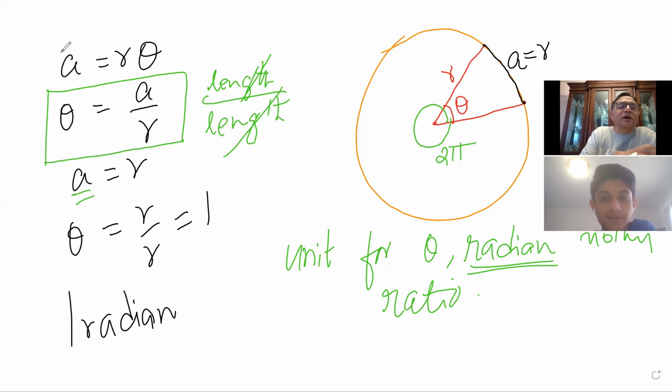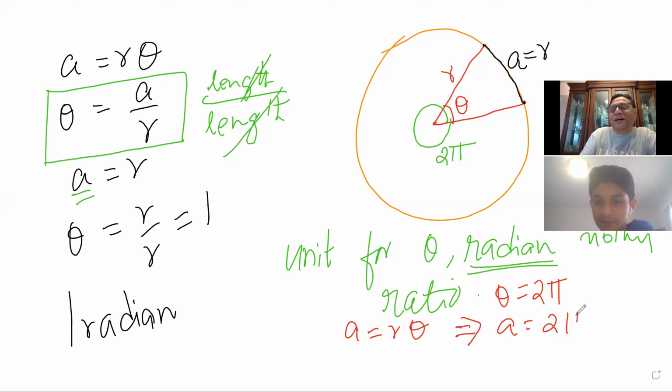So from here we know A is r theta, right? A is r theta, and if theta equals 2 pi, then A is 2 pi r. Do you see that again? It is the circumference, because we travel the whole circle. You get the idea? So that is how the angles are being measured.